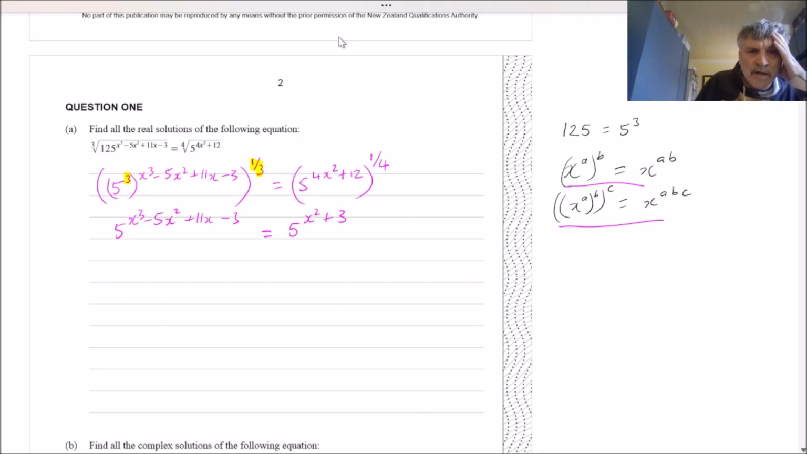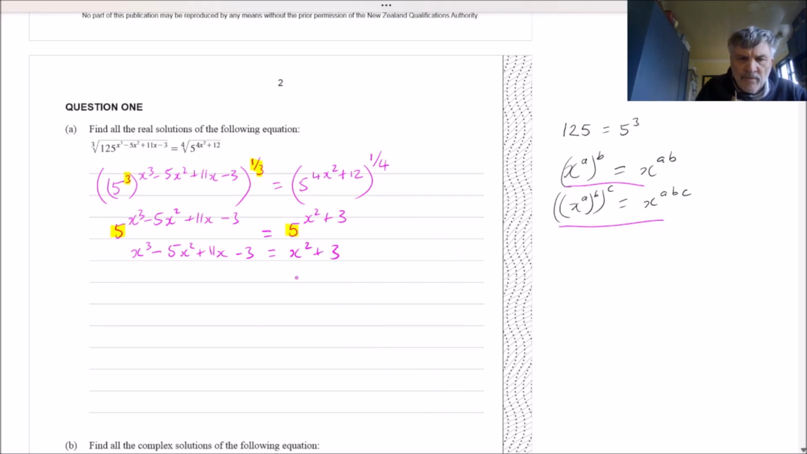Now, since we've got the same base on each side of the equation, that means that the exponents will have to be equal, so we can write this simply. Sorry, I'm having a bit of trouble with my pen. x cubed minus 5x squared plus 11x minus 3 is equal to x squared plus 3.